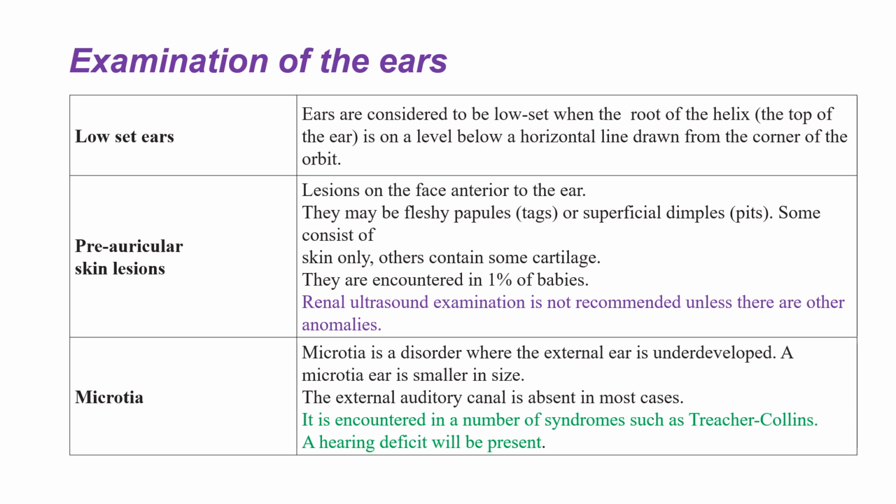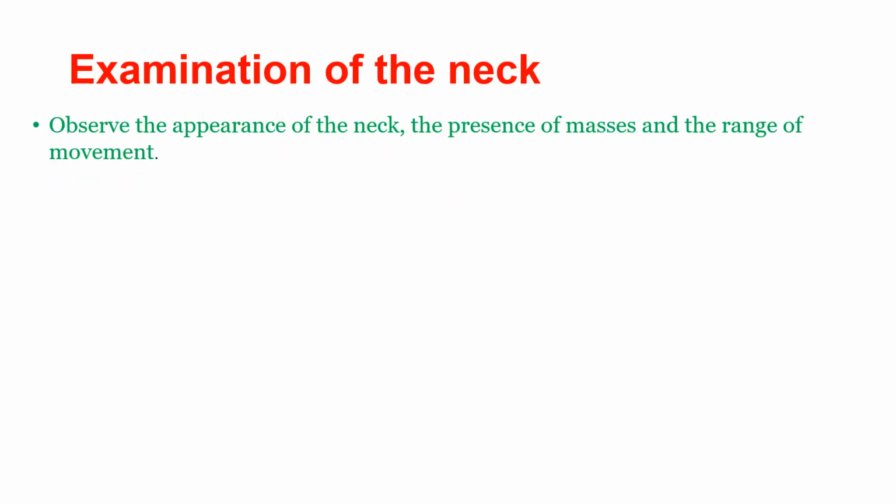Microtia is a disorder where the external ear is underdeveloped. The microtia ear is smaller in size, and the external auditory canal is absent in most cases. Microtia is encountered in a number of syndromes such as Treacher Collins, and a hearing deficit will be present if there is microtia. The other is about examination of the neck.